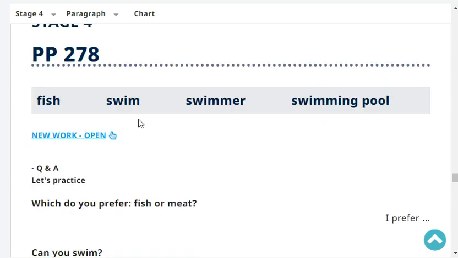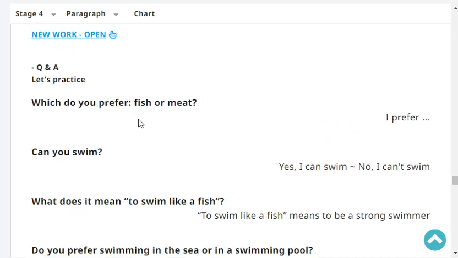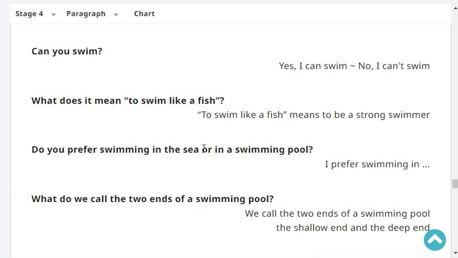Okay, which do you prefer, fish or meat? I prefer meat to fish. Can you swim? Yes or no? No, I can't swim. What does it mean to swim like a fish? To swim like a fish means to be a strong swimmer. Right?